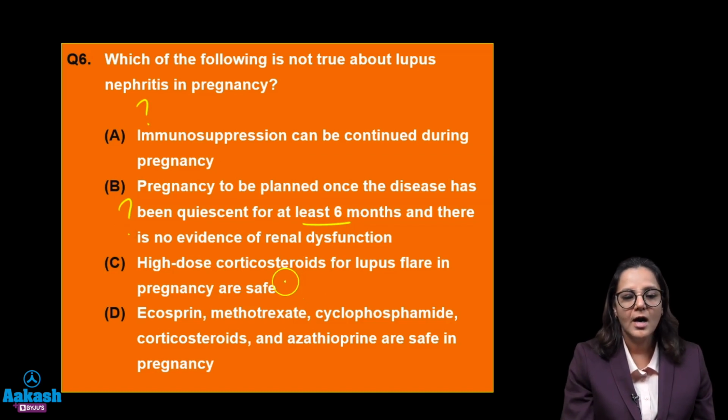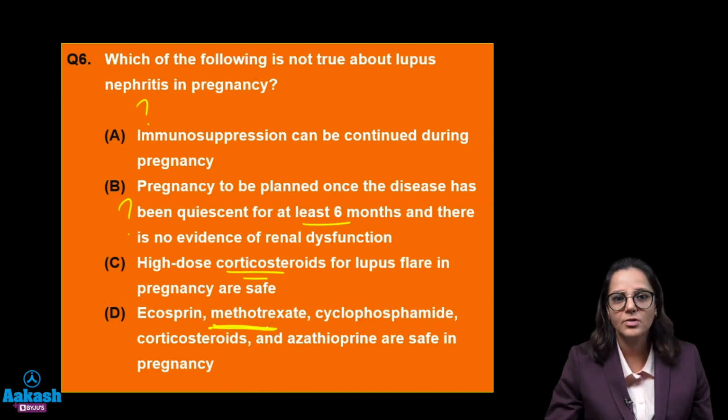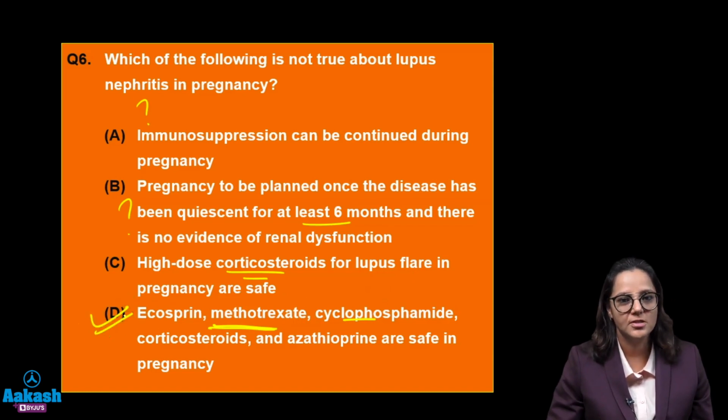So again, question mark. High dose steroid for lupus flare in pregnancy is safe. For this, we need to know whether corticosteroid is safe in pregnancy or not. Okay. Ecosprin, methotrexate, cyclophosphamide, and azathioprine are safe in pregnancy. If we don't know much about anything, we at least know that methotrexate is definitely not safe in pregnancy, right? Because if it is given in ectopic pregnancy and molar pregnancy, we ask the patient to conceive after 1 month or 1 year, right? Cyclophosphamide again is not safe in pregnancy. This also we know. So this is definitely the answer of choice by exclusion.